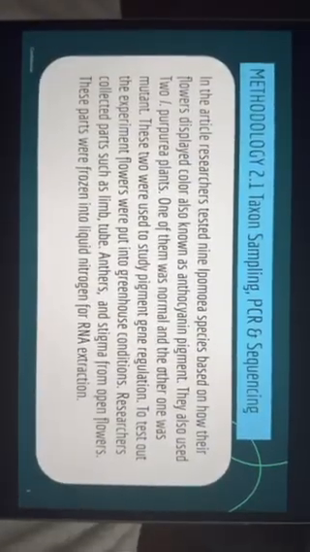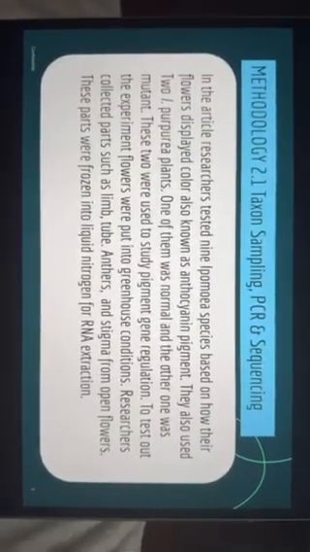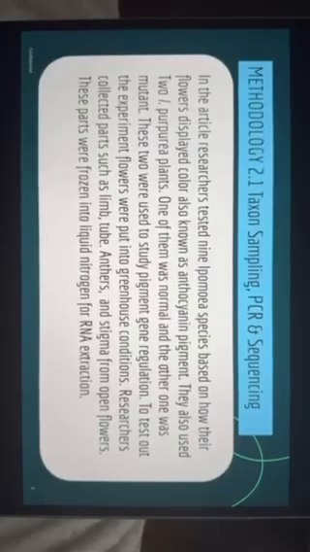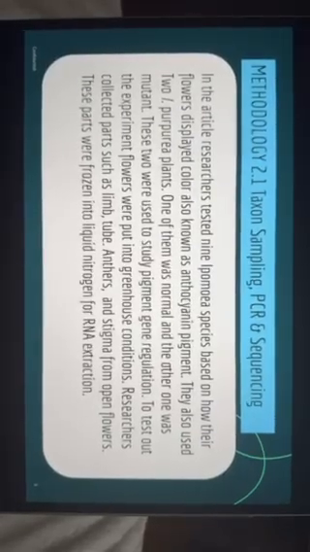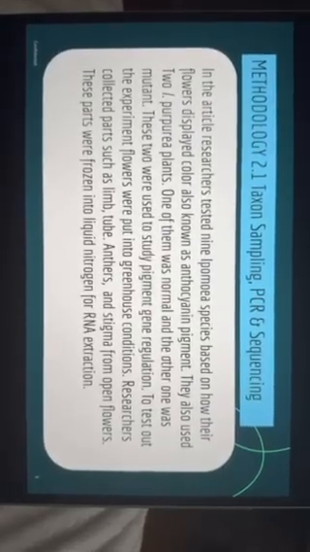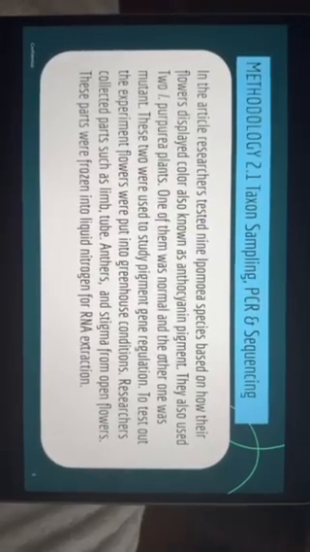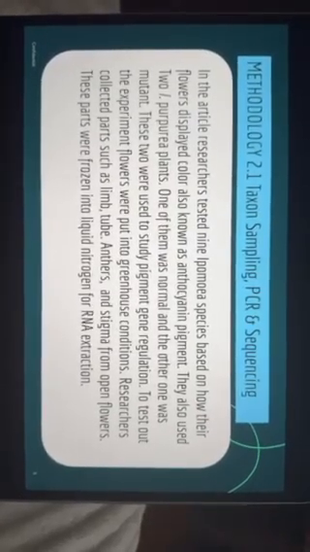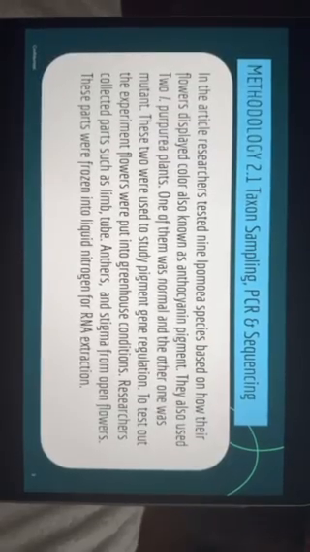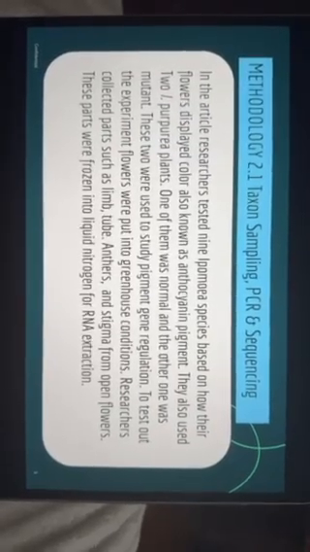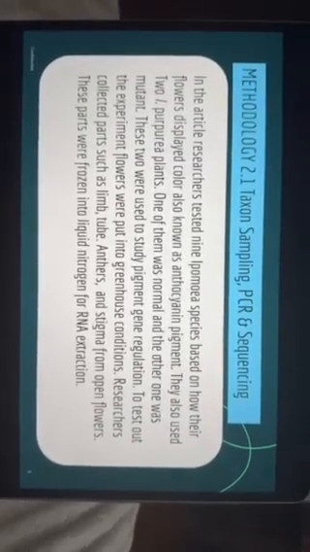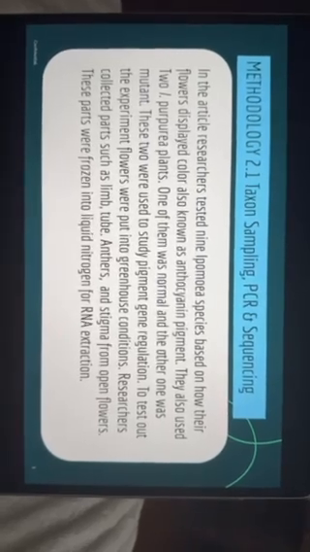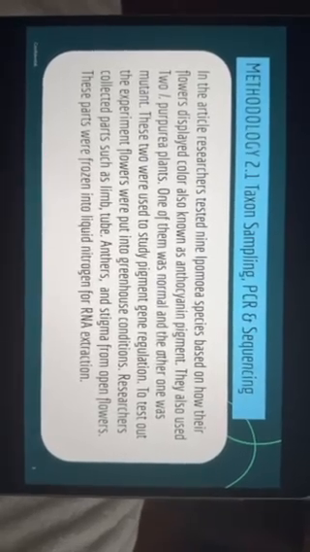Methodology 2.1: Sampling, PCR, and Sequencing. In the article, researchers tested 90 Ipomoea species based on how their flowers displayed color, also known as anthocyanin pigment. They also used two Ipomoea plants, one normal and one mutant. These two were used to study pigment gene regulation. To test the experiment, flowers were put into greenhouse conditions. Researchers collected parts such as limb, tube, anthers, and stigma from open flowers. These parts were frozen in liquid nitrogen for RNA extraction.